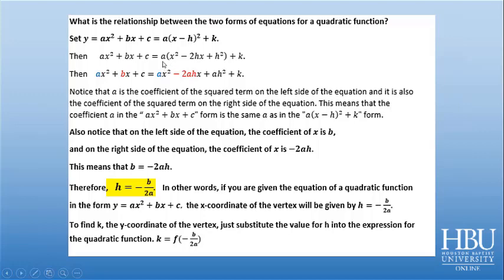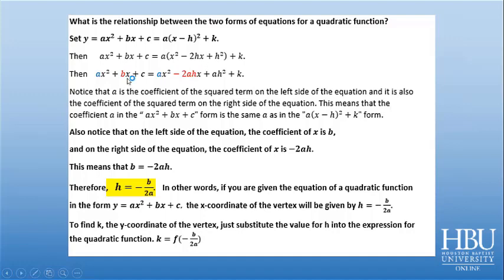When we distribute the a, we get ax squared minus 2ah times x plus a times h squared plus k. And that has to always equal ax squared plus bx plus c for all values of the variable x. Notice that a is the coefficient of the x squared on the left, and a is the coefficient of x squared on the right. That means the a in the ax squared plus bx plus c is always going to be the same number as the a in the form a times x minus h squared plus k.